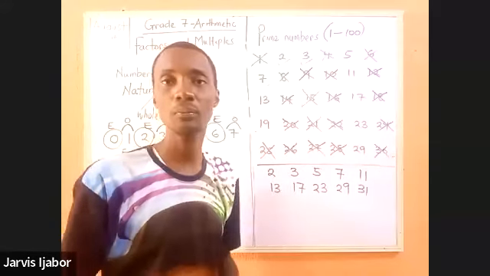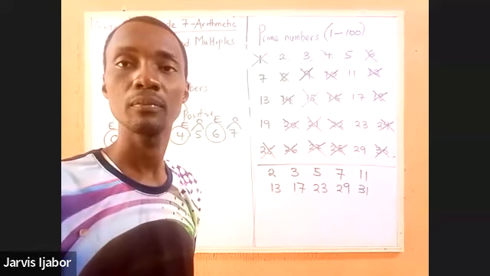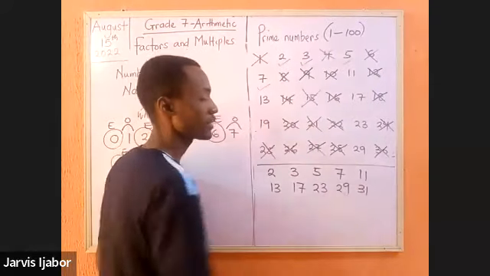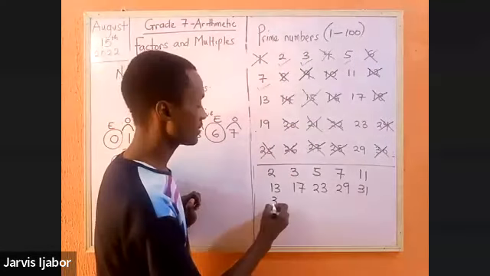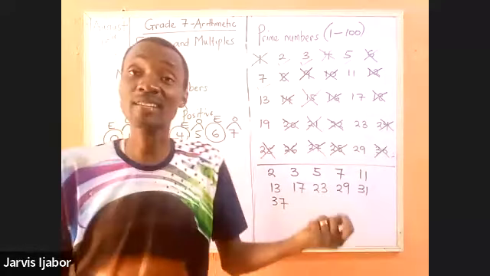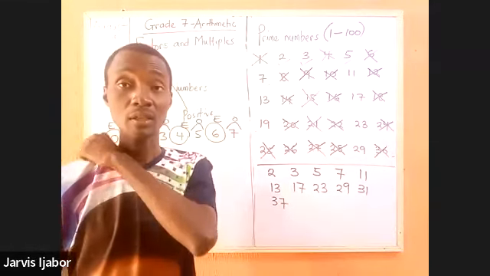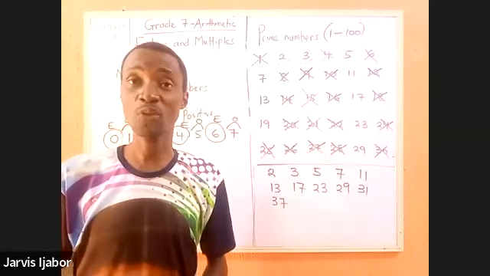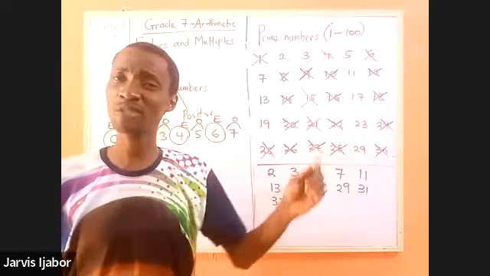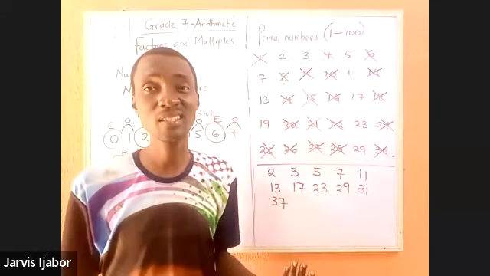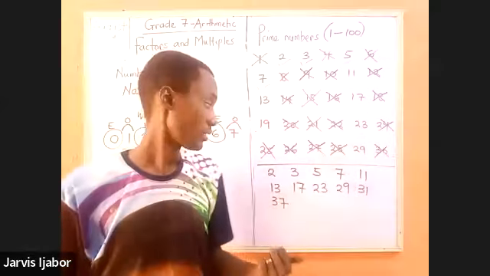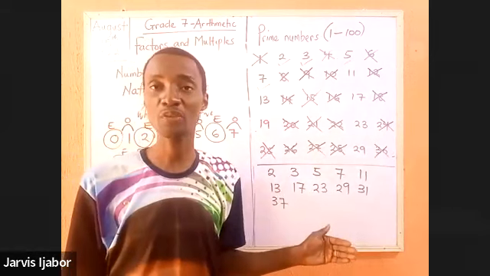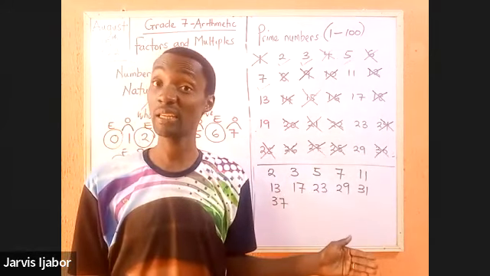All right, so let's go. After 31, the next prime number will be 37. How? We can't say 32. 32 is even, so it's out of it. We can't say 33 because 33 is a multiple of 3. We can't say 34. 34 is even. We can't say 35 because 35 ends with 5. We can't say 36 because 36 is an even number. So the next number we should have will be what? 37. 38, no, even. 39, multiple of 3.